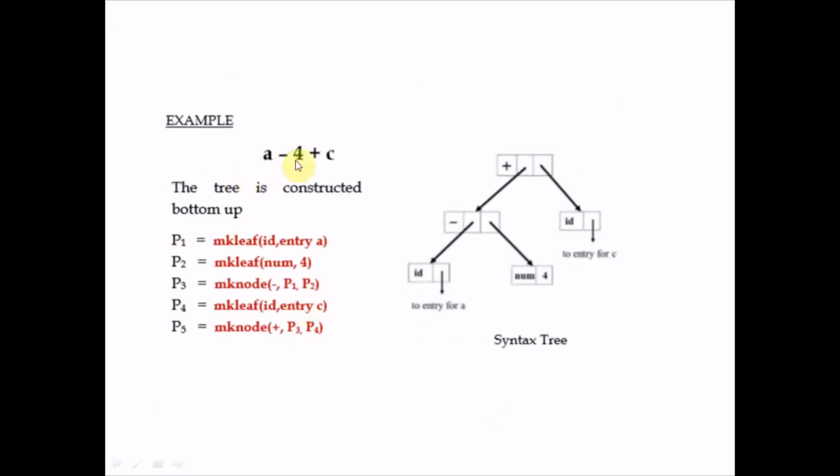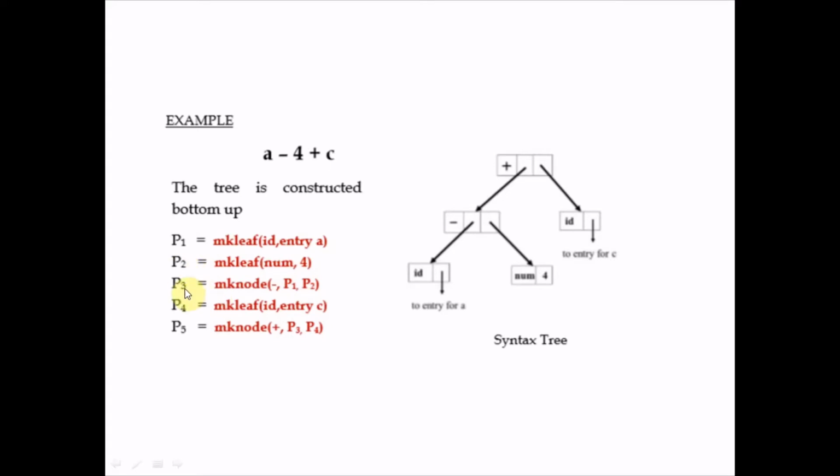For example, a - 4 + c. The tree is constructed bottom up. That is, first the leaves are constructed. First a node is created. How is the a node created? a is an identifier. For that, mkLeaf(id, entry a). So a will be returned to p1. Then mkLeaf(num, 4) for creating node 4. We are using mkLeaf(num, 4). That will be returned to p2, pointer 2.